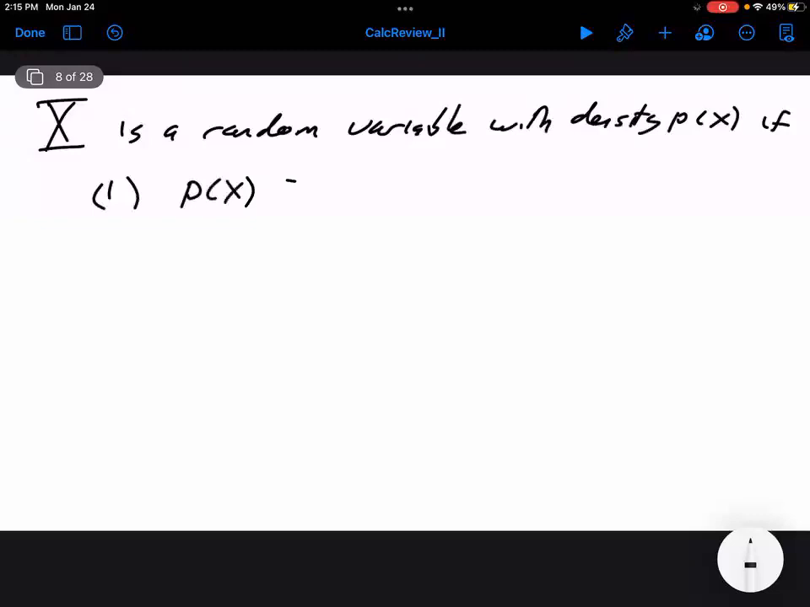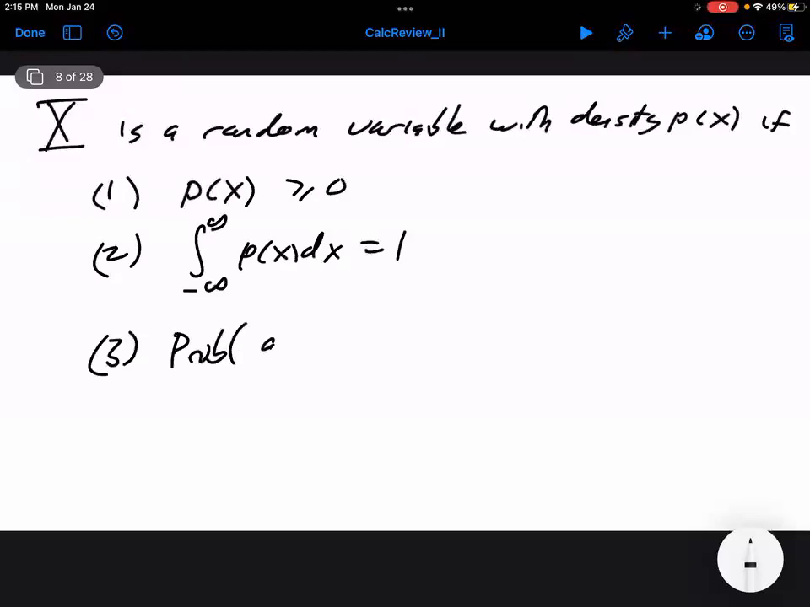p of x is greater than or equal to 0. The integral from minus infinity to infinity of p of x dx equals 1. And the probability that x takes on a value between a and b is just the area under the curve from a to b. So if we can find functions that are non-negative and integrate to 1, we can associate these to random variables. We can use these to model things. We can use these to talk about the odds of things happening.